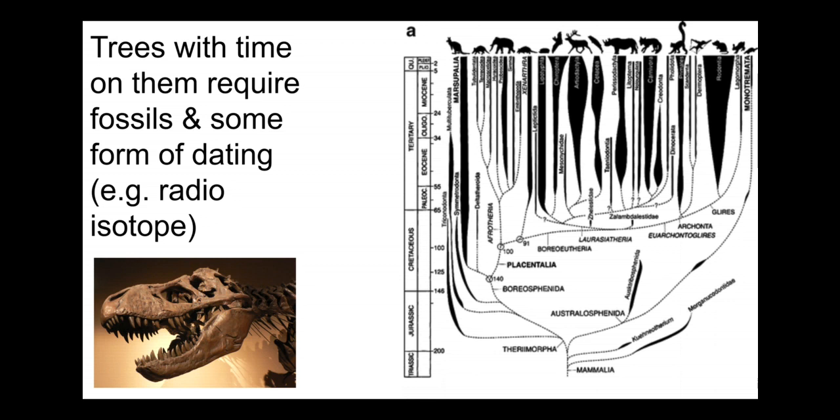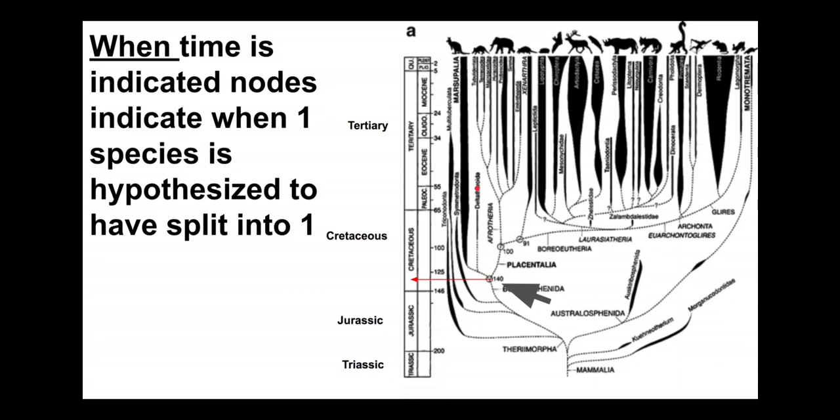So in order to put time on a tree like this, you need to have fossils in order to be able to date them. In this case, these nodes are indicating divergence, and there are also some branches that terminate, indicating extinction.